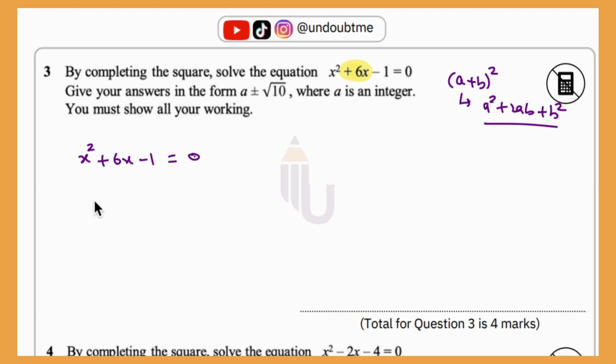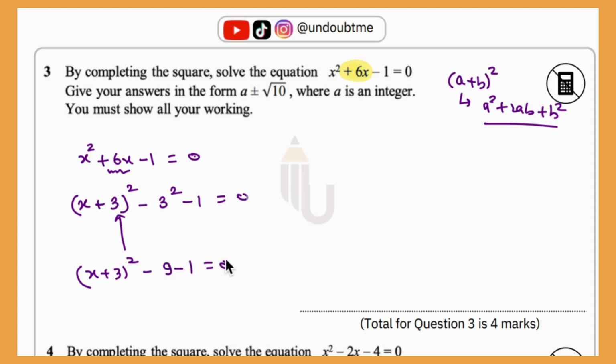And then I have to half it up. I know that I am going forward with a plus b whole square, so it will be x plus 6 by 2, that is 3 whole square. Then I will subtract the square of this number, and whatever is the other number, we have to write minus 1 as it is. So it will be x plus 3 whole square minus 9 minus 1 is equal to 0.